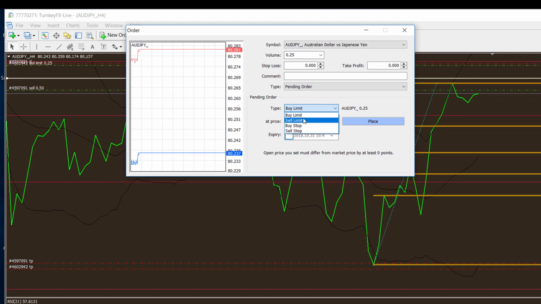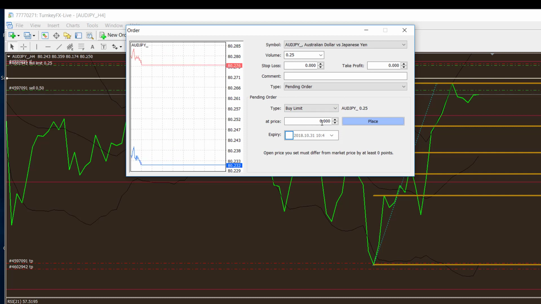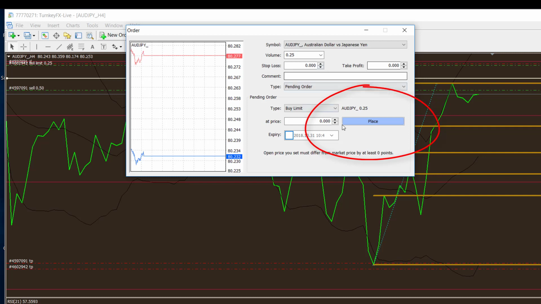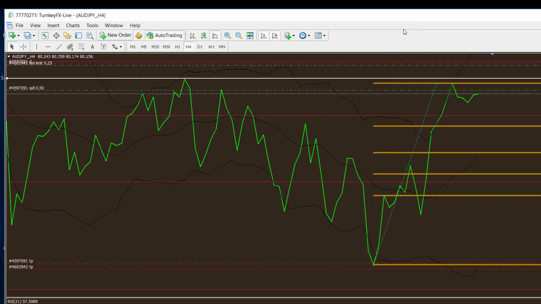Pending order type: sell limit, sell stop, buy stop, buy limit. That information is going to be there. At what price? The price is going to be put in there. You paste that in, and then you place. Just like that. It's just that simple. You can put in your stop loss and take profit. Paste, copy, paste, copy, paste, place. Boom. And you wait patiently. That's what it is.